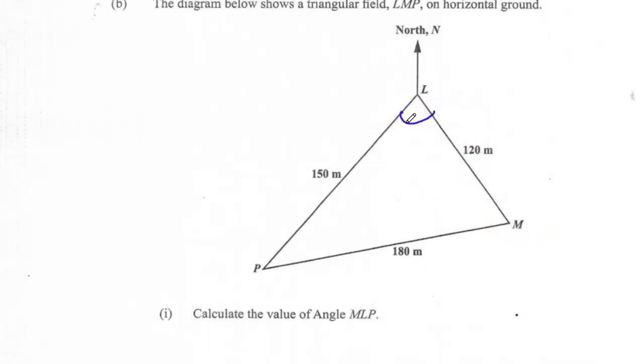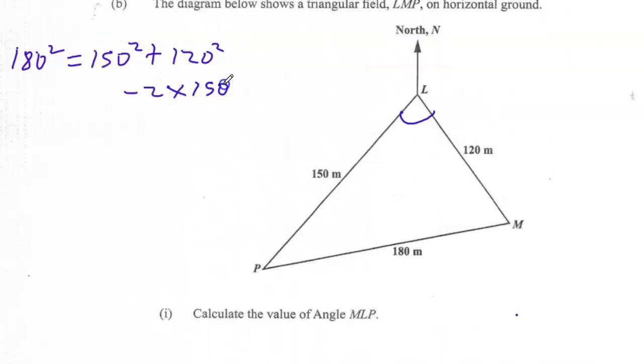The cosine rule will say that this 180 squared is equal to the other two sides squared. That's 150 squared plus 120 squared minus 2 times these very same sides, 150 times 120, cos the opposite angle to the 180, which is cos L.